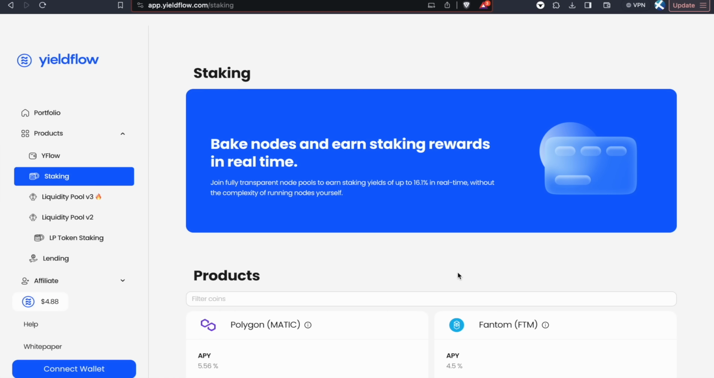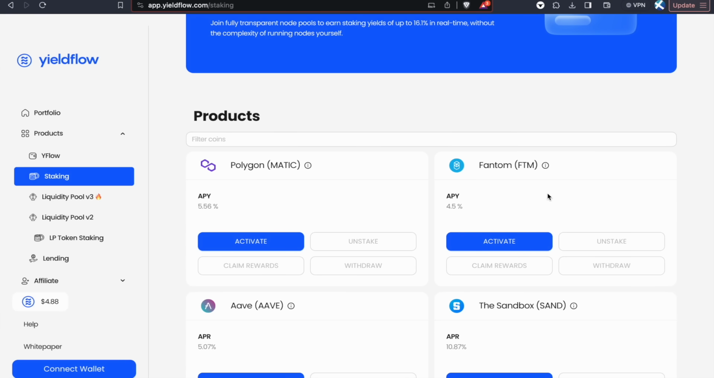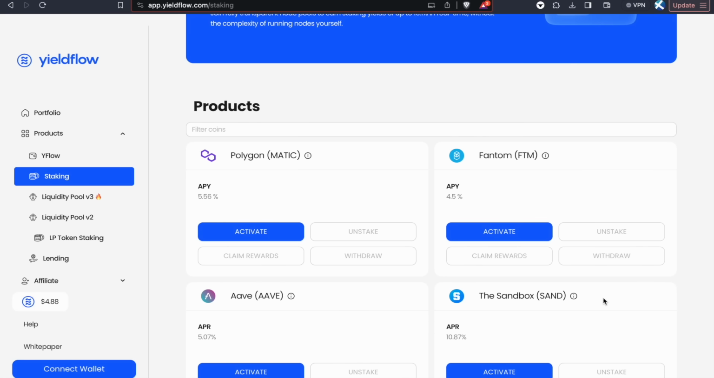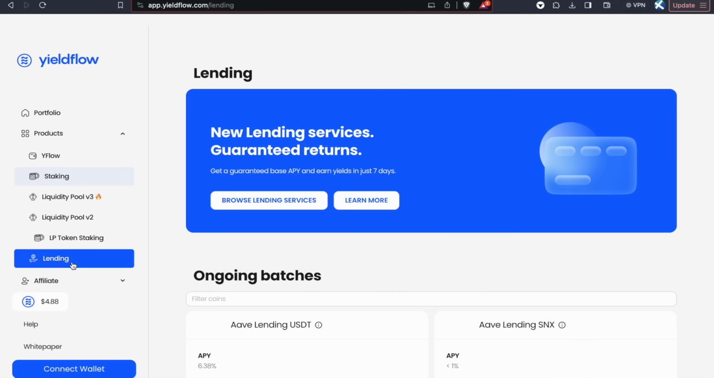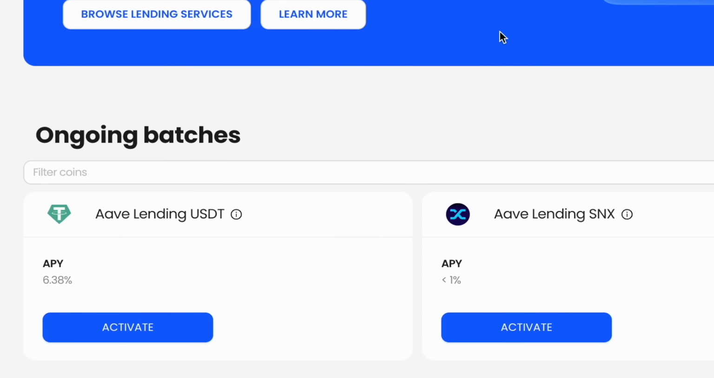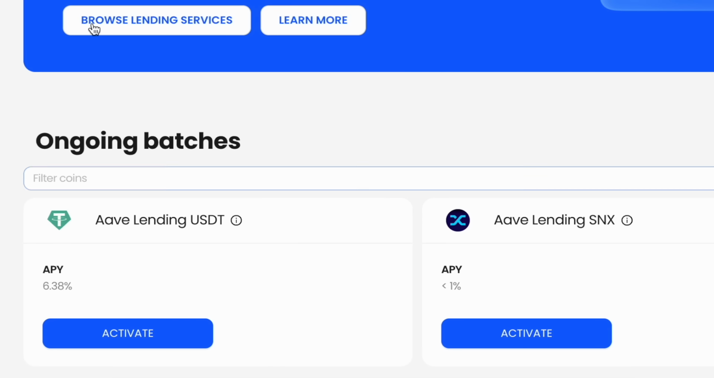Let's do the walkthrough. As you can see, we're already at staking. They offer Polygon, Phantom, Aave, Sandbox staking at the moment. Join the fully transparent node pools to earn staking yield of up to 16.1% in real time without the complexity of running the node yourself. They also have a lending feature. And again, we can see right here, it's all through DeFi. So if you want to lend your USDT on the Aave protocol, you have that option.